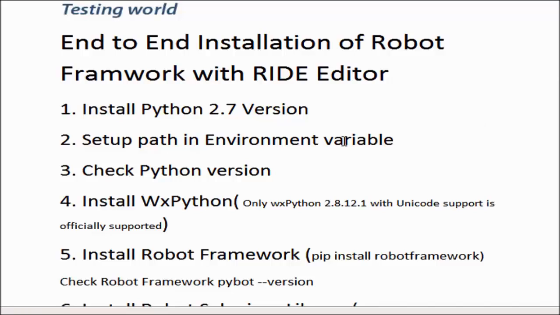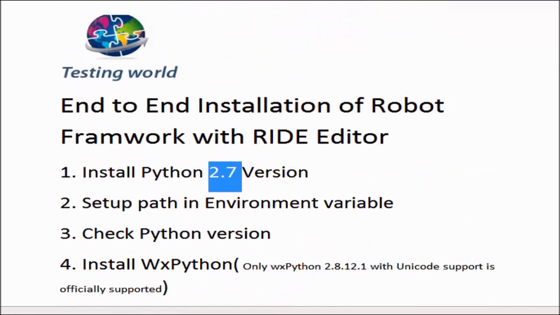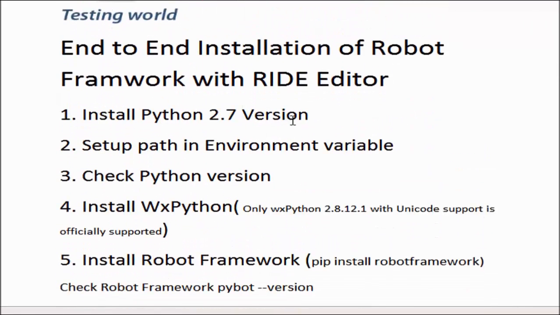First, we need to install Python. We have the latest version of Python, which is 3 plus, but Robot Framework is supporting only the 2.7 version, so we need to install the 2.7 version. So we need to perform all these steps. First of all, I'll install Python 2.7.